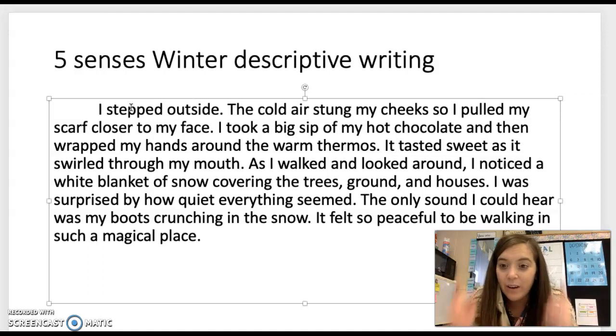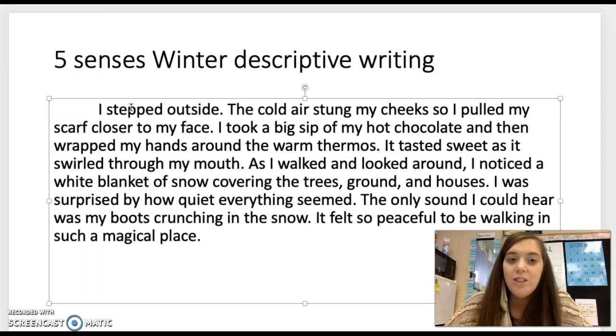Read it out loud. It'll help you hear what you need to change. I stepped outside. All right, so I have a beginning sentence. The cold air stung my cheeks, so I pulled my scarf closer to my face. Touch. I took a big sip of my hot chocolate and wrapped my hands around the warm thermos.